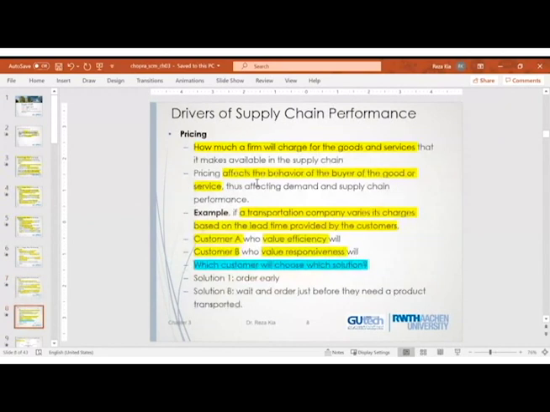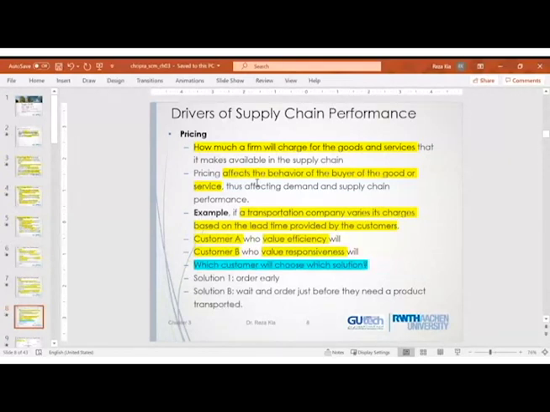The other driver in the supply chain is pricing. The definition of pricing is clear. How much you are going to charge your customers for the products and services that you are providing through your supply chain. So what is the price of your product and services? This is the pricing. And directly or maybe indirectly, that affects the behavior of your customer.